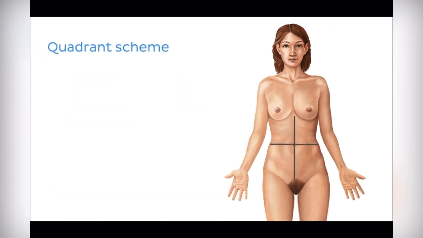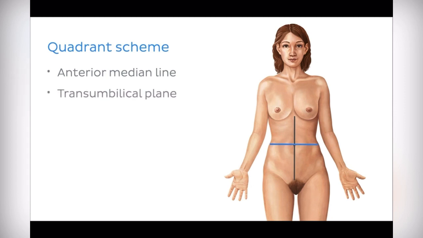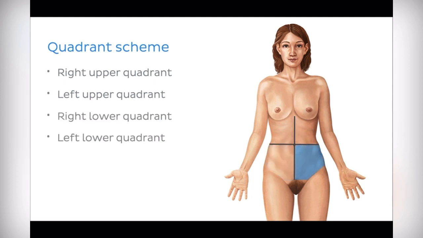The quadrant scheme divides the abdomen into 4 separate quadrants, as we can see here in this image. This is done by drawing a vertical line along the midline of the body, forming the so-called anterior median line, and a horizontal line at the level of the umbilicus, a line that defines the transumbilical plane. It creates a right and left upper quadrant, and a right and left lower quadrant.